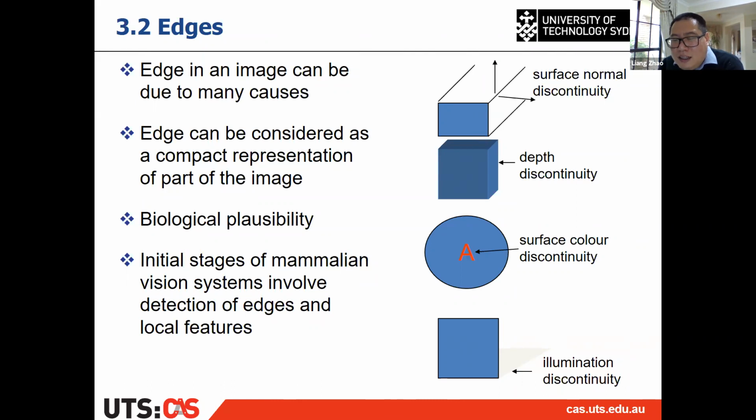The edge can also be caused by discontinuous illumination. For example, if you have light, then you have a shadow as well, and then there will be some edges on that, right? So the edge can be caused by many cases, and that's why edges can be easily extracted and used in real cases.